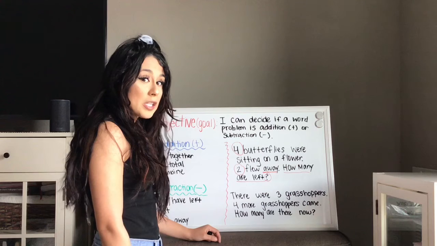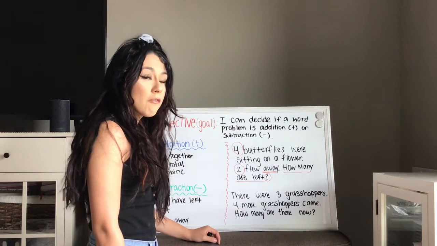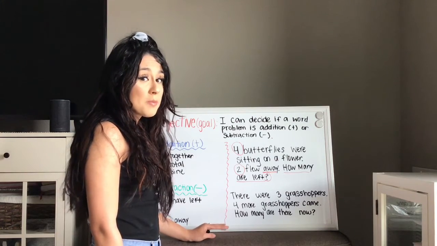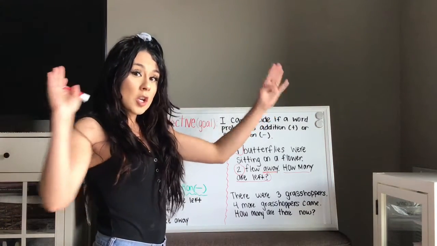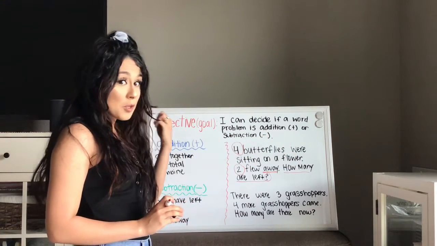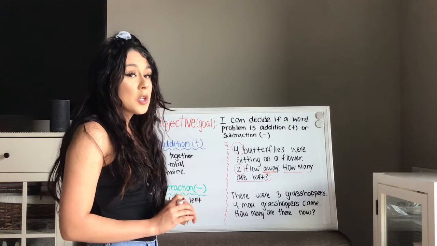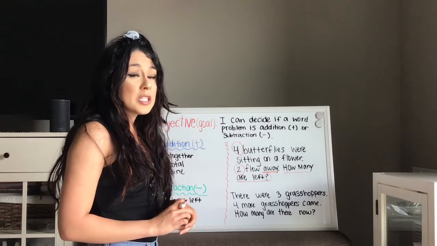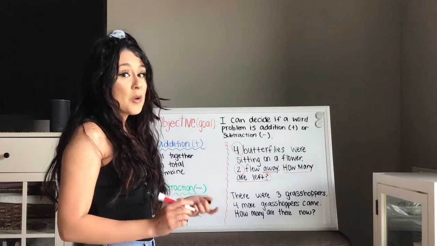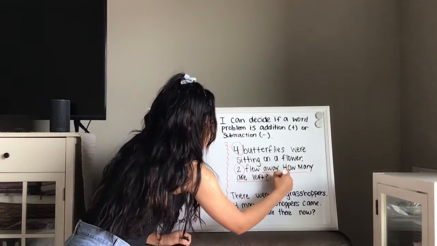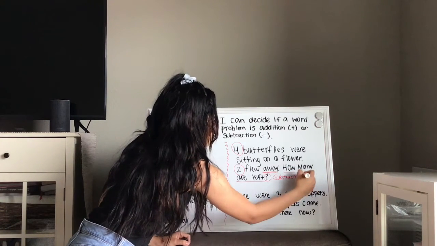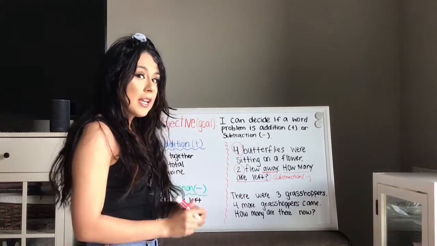So just by hearing this word problem, I want you to imagine it. You have 4 butterflies on a flower. 2 flew away. Is your total amount of butterflies left getting bigger or smaller? Are we adding more butterflies to our flower, or are we taking butterflies away? You're right, we're taking them away. So is this going to be addition or subtraction? You're right, it's going to be subtraction. Good job.